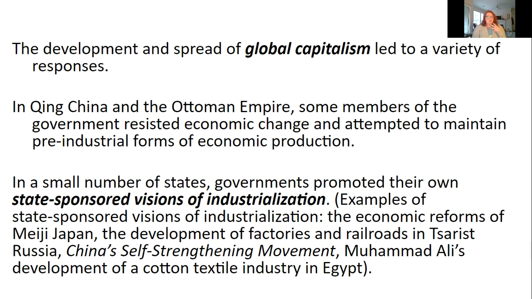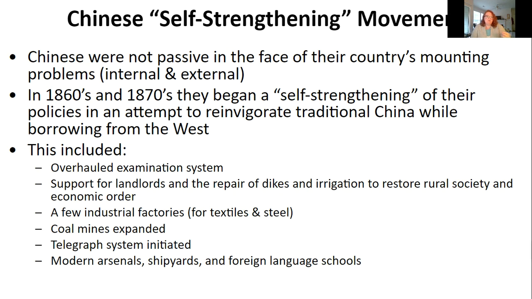With the end of the Opium Wars, we start to see the development and spread of what's called global capitalism, which led to a variety of responses. In Qing China and the Ottoman Empire, some members of the government resisted economic change. They attempted to maintain pre-industrial forms of economic production. In a small number of states, however, governments promoted their own state-sponsored vision of industrialization. We saw this in particular when it came to the Meiji in Japan, right?